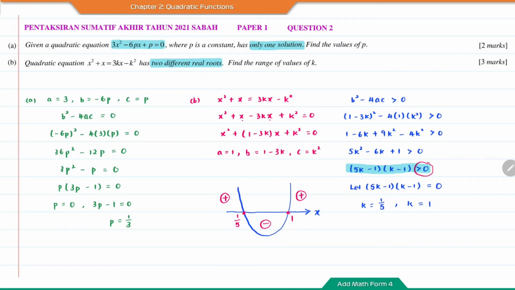From here, it's stated greater than 0. So which means we're going to look at the solutions at the positive sides here. So the range of the value of k: the first one for this side, as it's moved to the left hand side, therefore k is less than 1 over 5. The other range will be on the right hand side, this one. When we move to the right, k is greater than 1. So this will be the range of the value of k.